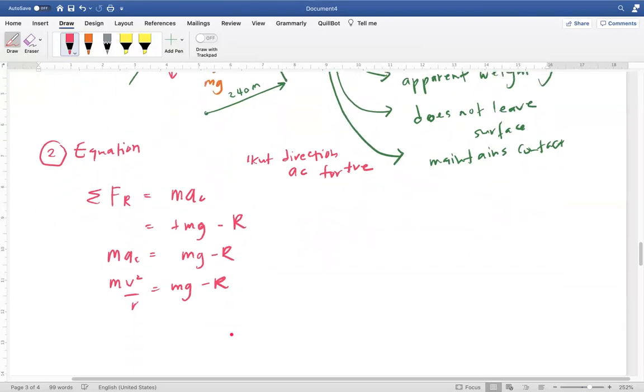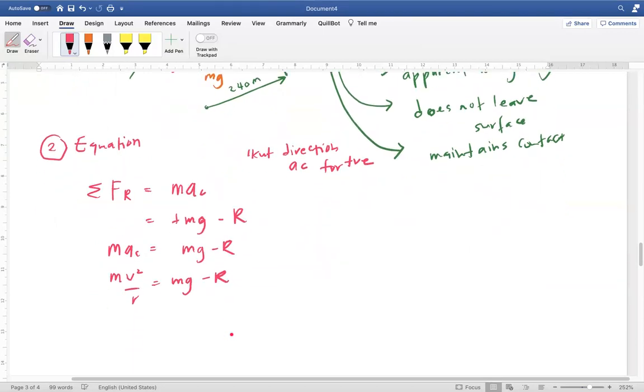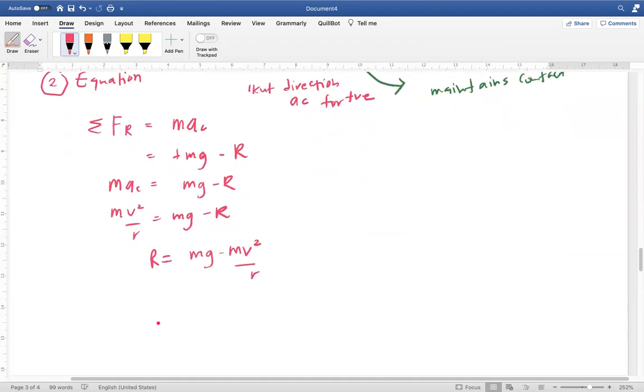So now it's asking what is the maximum speed that the car can have sebelum dia terjatuh, supaya dia tak jatuh. Maksudnya the minimum R yang dia boleh ada is 0 lah. 0 is the limit before dia terjunam ataupun dia lost contact. So now I want to rearrange this to have my R as the subject. So mg minus mv squared over R equals to capital R, or my reaction force.